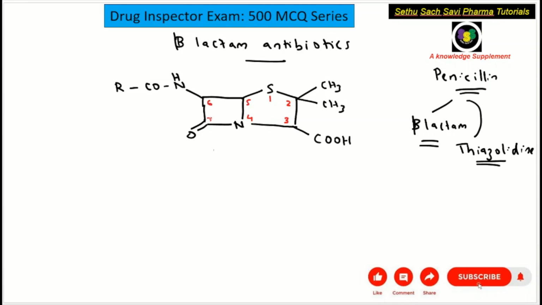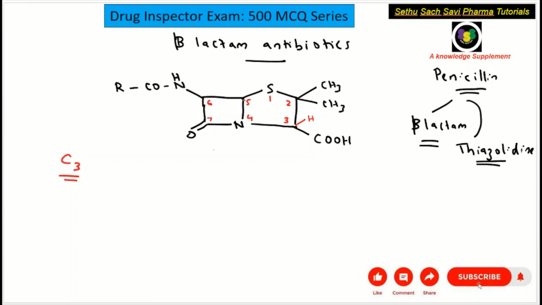Now the question was the number of chiral carbon. Here the third atom, that is C3, is a chiral carbon because it is attached to 4 different groups. One group is carboxyl group, another is nitrogen, another bond is attached to carbon, and there is one hydrogen at this position. So all 4 groups are different. So C3 is a chiral carbon.